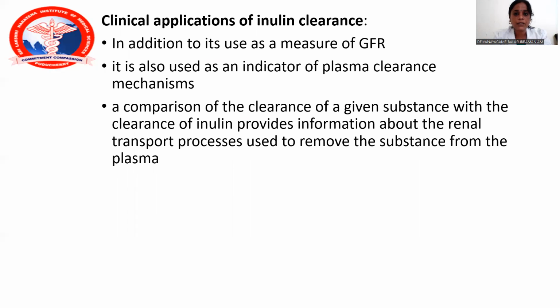What is the clinical application of inulin clearance? In addition to its use as a measure of GFR, it is also used as an indicator of plasma clearance mechanism. We compare the clearance of a given substance with the clearance of inulin. It provides information about the renal transport process used to remove substances from the plasma. You can compare a substance X along with inulin, and thereby we can get information about the renal transport process used to remove the substance from the plasma.